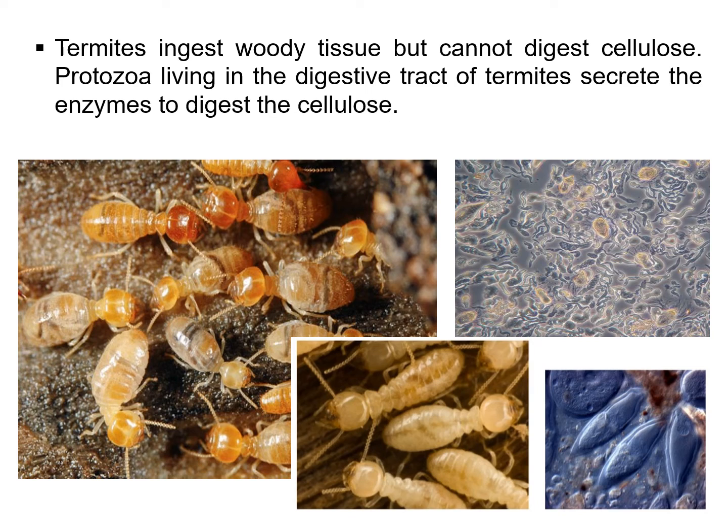Termites will ingest woody tissue but cannot digest the cellulose. This work is actually conducted by the protozoa, which live in the digestive tract of termites and secrete the enzyme to digest the cellulose. So they benefit one another.